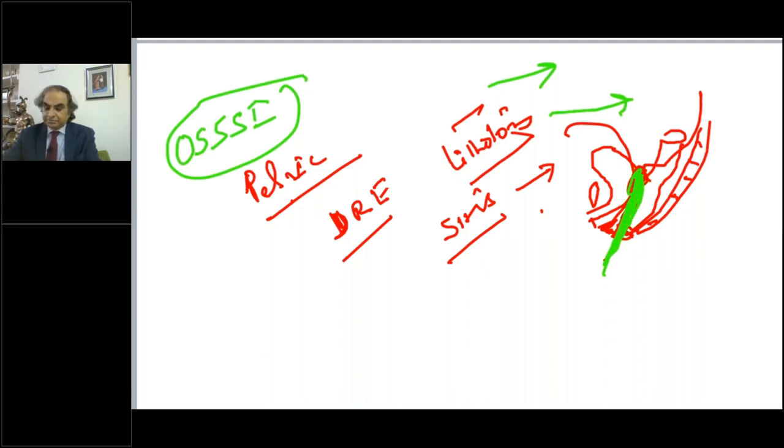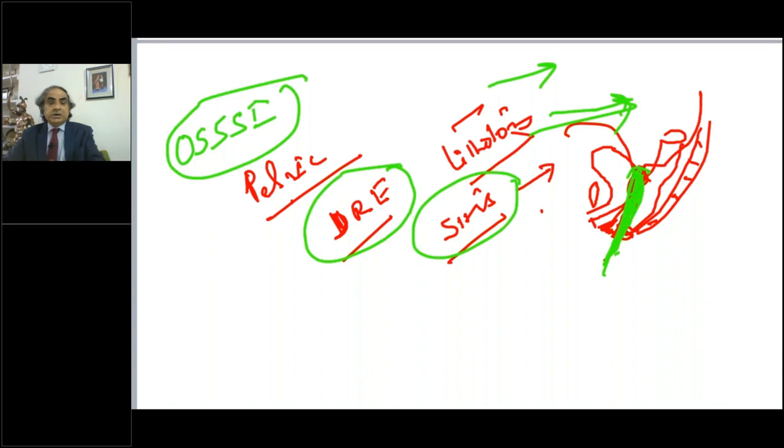Now, the other important aspect is you can drain it using an image-guided approach through DRE, which is through the rectal approach, or you can do it through the subsequent route. Any role of diagnostic laparoscopy and drainage if it is needed? Yes, there is a role, but not in minor collections.